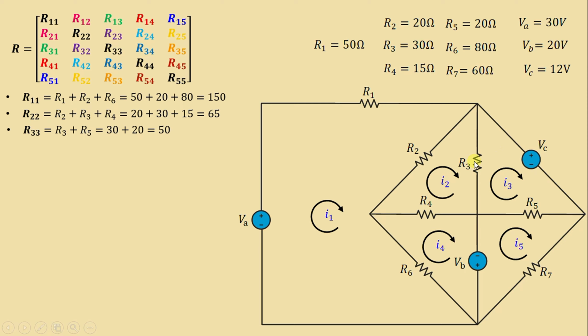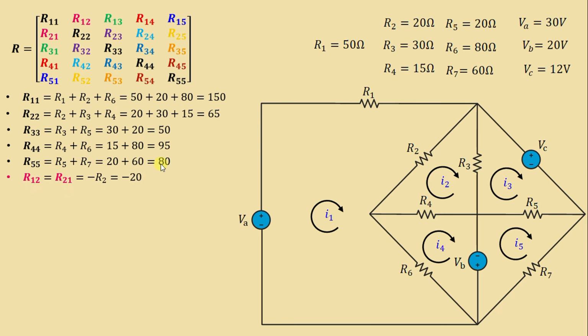Let's move on to R33. In mesh 3 we have R3 plus R5. We get 50. Let's go to R44, the sum of the resistances in mesh 4, equal to R4 plus R6. We get 95. Let's move on to the last one. R55 is the sum of the resistances in mesh 5, equal to R5 plus R7, equal to 80. We go now to the off-diagonal terms of R.